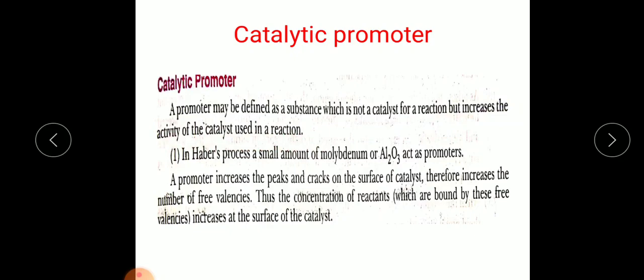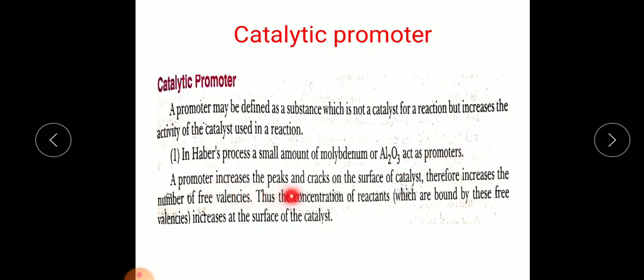For example, in Haber's process, if you have seen, we manufacture ammonia by the use of nitrogen and hydrogen in the ratio of 1:3, and we use iron as a catalyst, finely divided iron. Over there we use molybdenum, Mo, or aluminum oxide, which acts as a promoter. The use of this molybdenum or aluminum oxide will increase the activity of that finely divided iron.